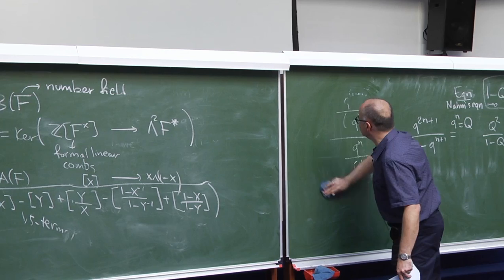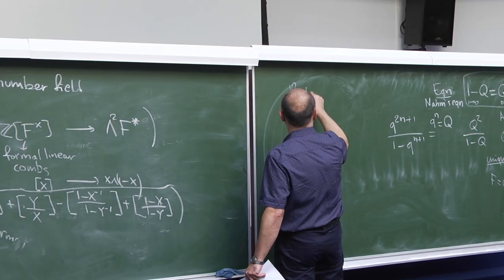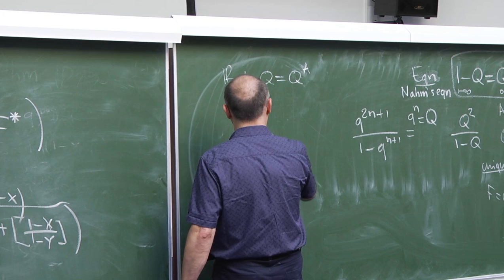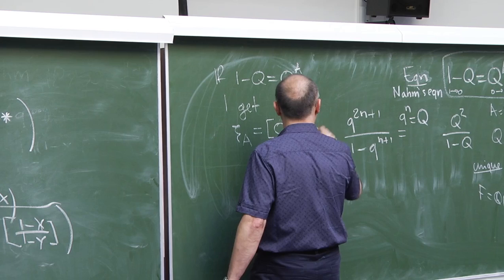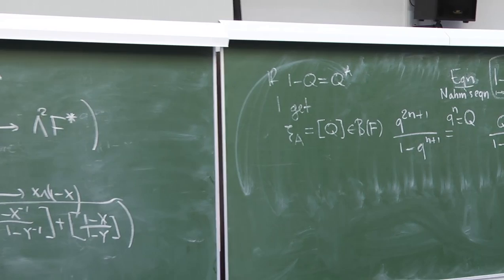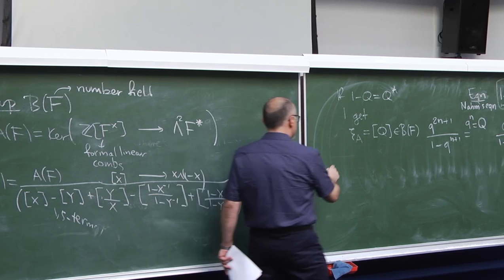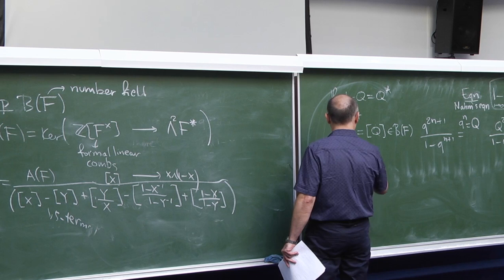Okay, so now, if I have my distinguished solution Q to Nahm's equation, I get an element which I call xi, which is bracket Q, an element of the Bloch group. And at least I have to convince you that bracket Q is indeed in the kernel of this map, because not any linear combination is an element of the Bloch group. It has to be in the kernel. So why is it in the kernel? Because Q wedge 1 minus Q is Q wedge Q to the A.